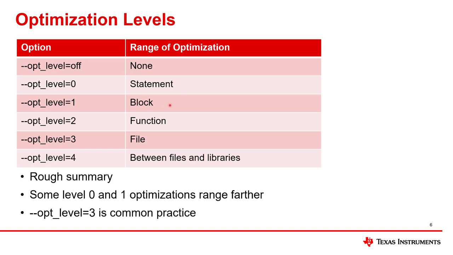Okay, and so on with blocks. A block is a group of statements surrounded by braces. Function and file are pretty self-explanatory. And then opt_level 4 is between files and libraries. I will be talking about that in more detail soon. Now this is just a rough summary of the differences between these different optimization levels. There is more detail in the compiler manual on that. In particular, if you look that up, you'll find that there are some level 0 and 1 optimizations that range a bit farther. Opt_level 3 is the most typical setting that we see when we work with customers.